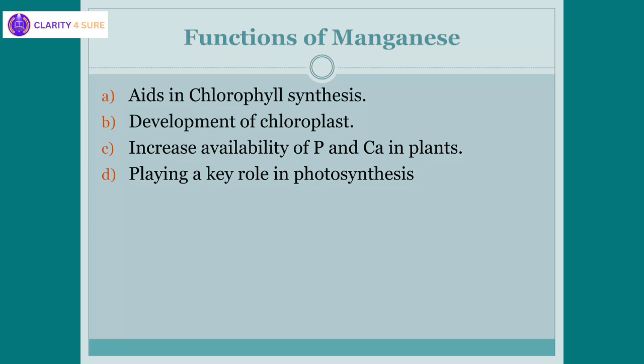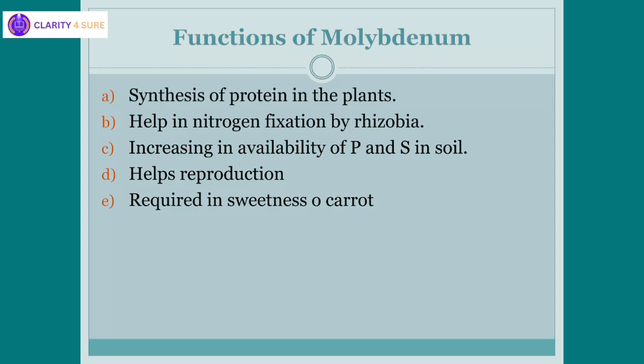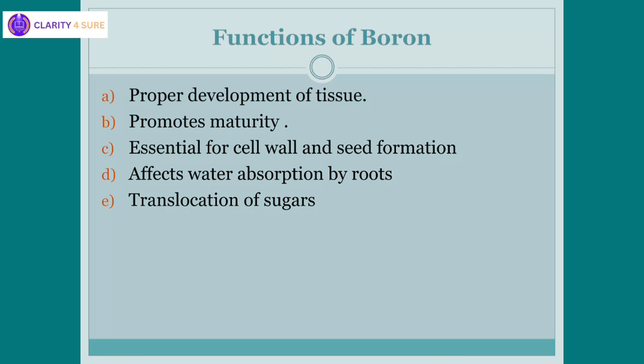Manganese also aids in chlorophyll synthesis. It plays a key role in photosynthesis. It also increases the availability of phosphorus and calcium in plants. Zinc helps in reproduction. It also helps in forming the growth hormones. It is necessary for chlorophyll production. It aids in seed formation. Molybdenum. Molybdenum helps in synthesis of protein in the plants. It helps in nitrogen fixation by rhizobium. It also helps in increasing the availability of phosphorus and sulfur in the soil.